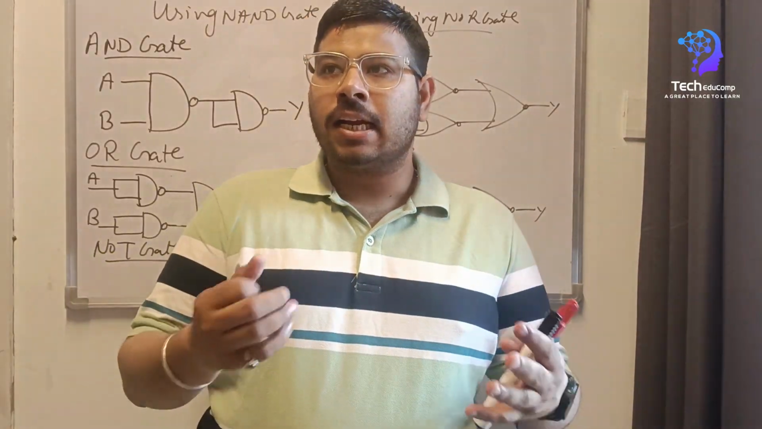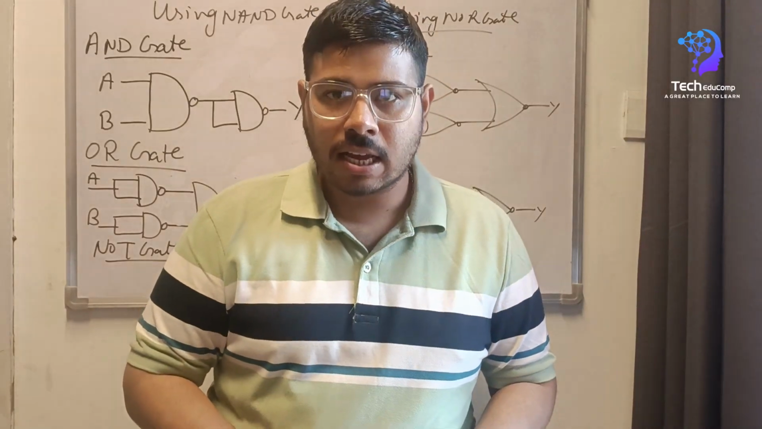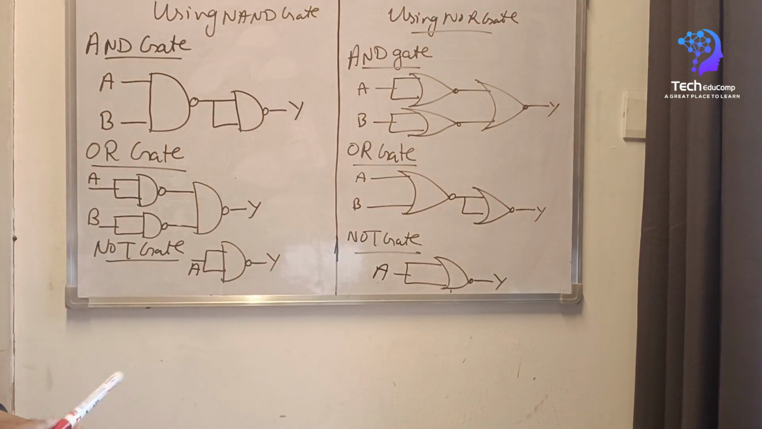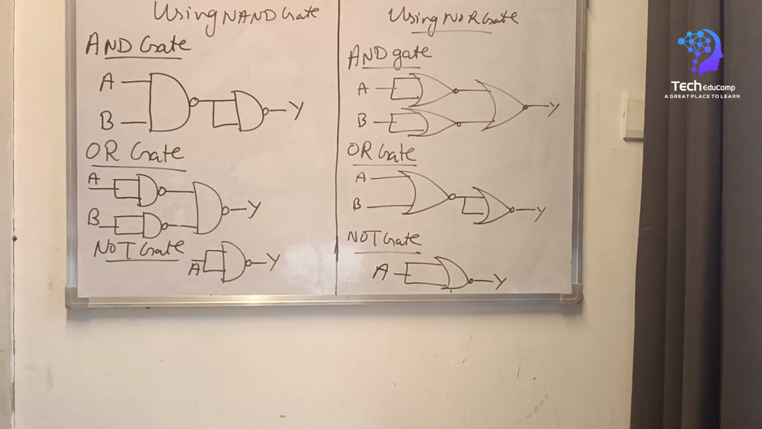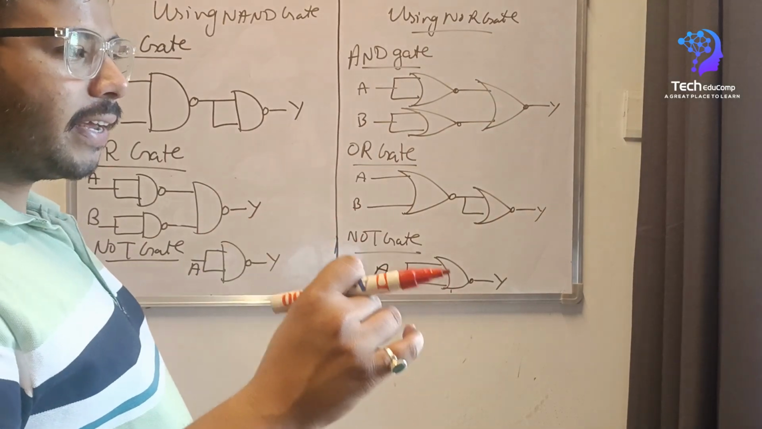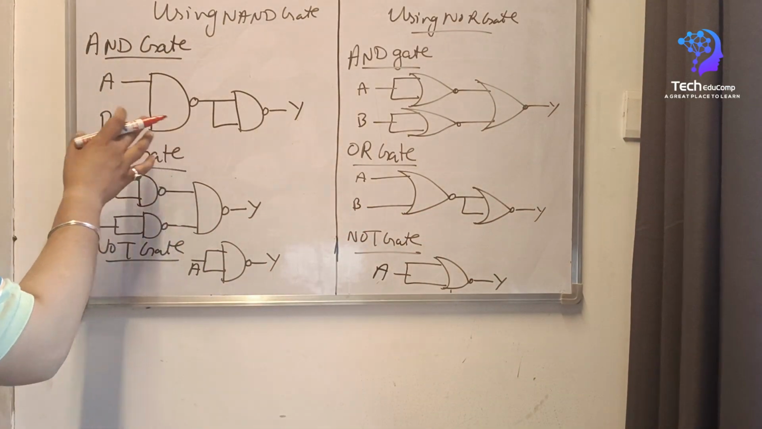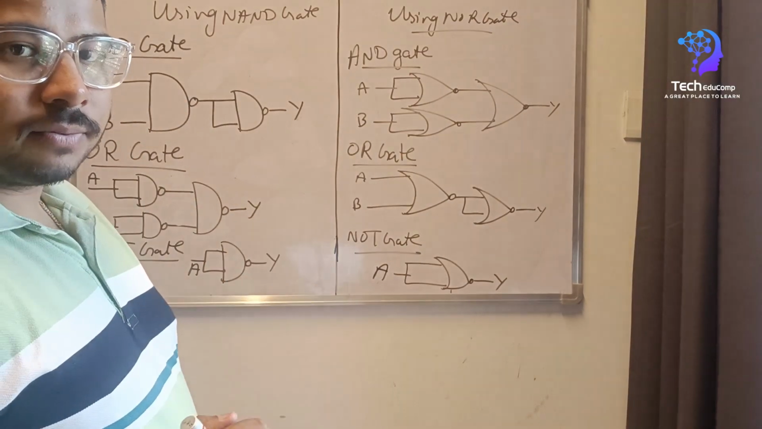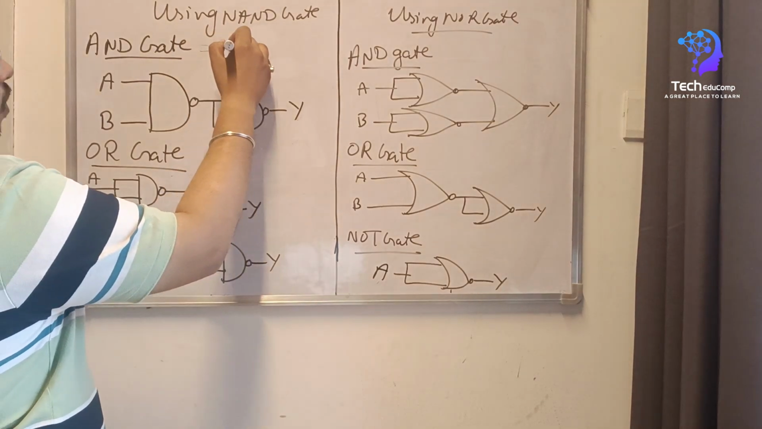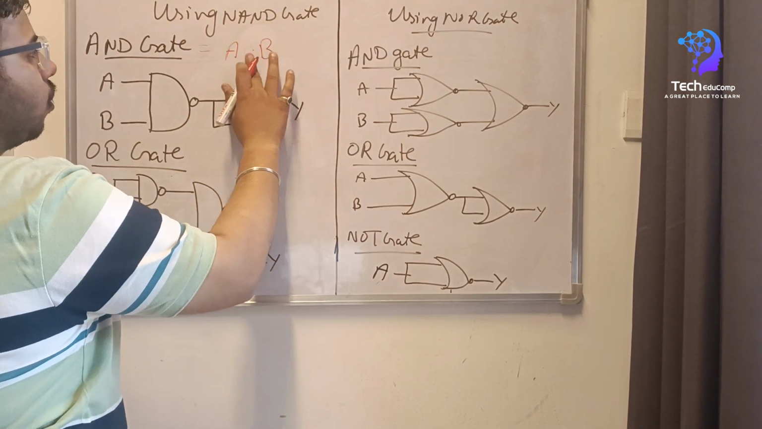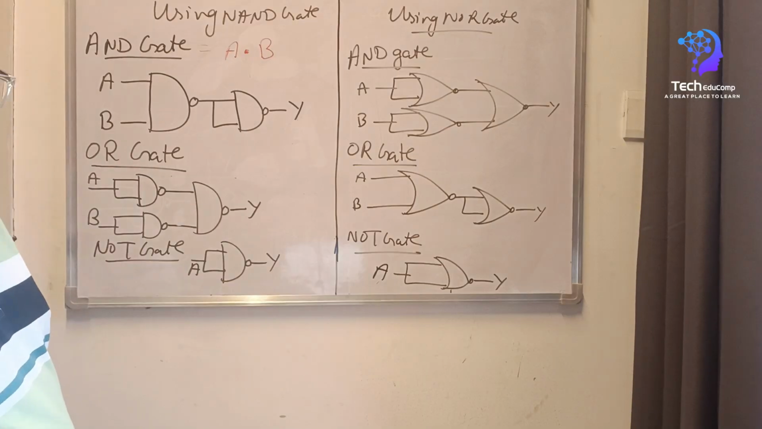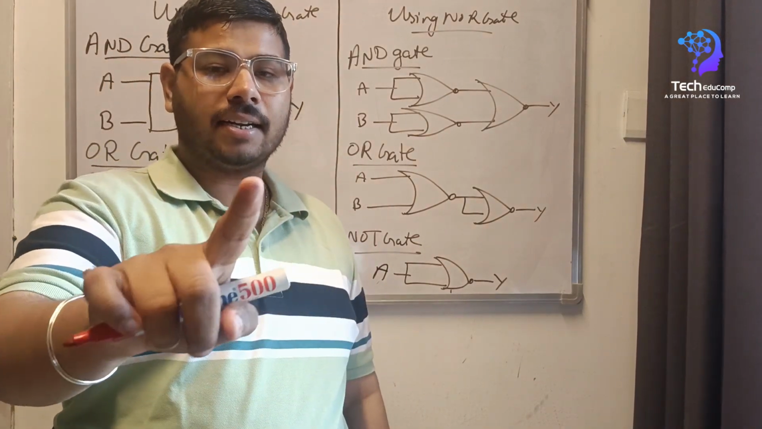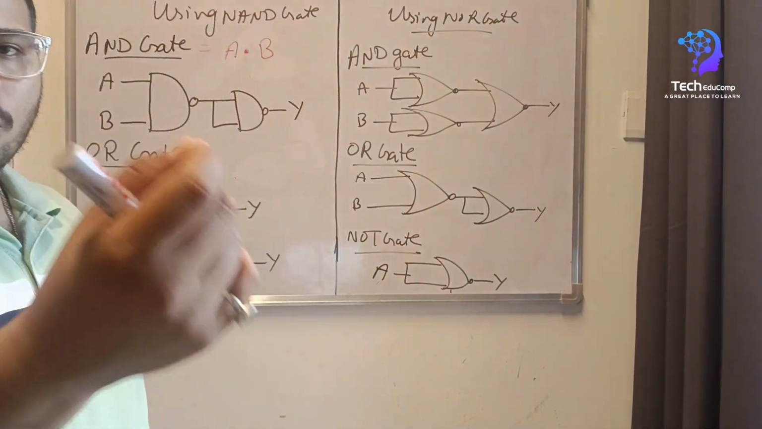Now let's talk about how we can realize the basic gates using universal gates. So first of all is a NAND gate. So how we can realize the AND gate using the NAND gate? So what we have done is we have used 2 NAND gates for implementing AND gate. The expression for AND gate was A dot B. Now what was NAND gate? Combination of AND gate and NOT gate. Only the complement was there.